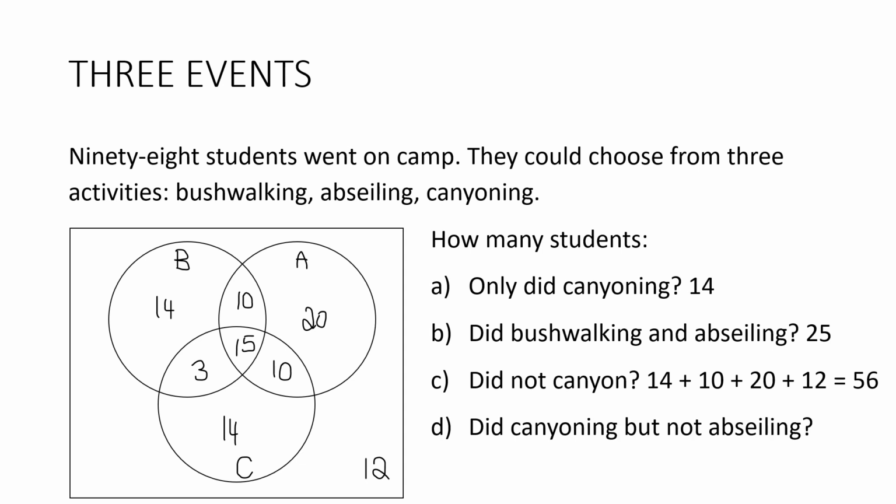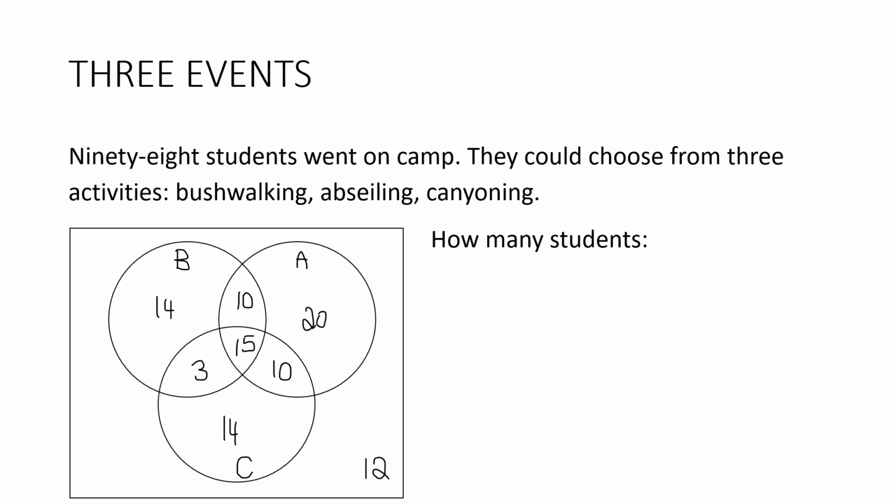How many students did canyoning but not abseiling? So they have to do canyoning, but we don't want them sitting in the abseiling circle. So these 2 here, so 17. Okay, here's a couple more. How many students did exactly 1 activity? So remember the ones who only did canyoning, that's these 14. These 14 only did bushwalking, and these 20 only did abseiling. So we want to add those 3 numbers up. So altogether we get 20, 30, 48.